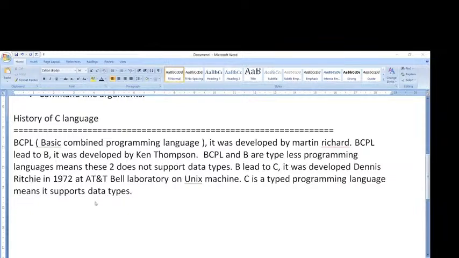Sir, could you please explain the above points? Actually, I just joined the class. Okay, sure.